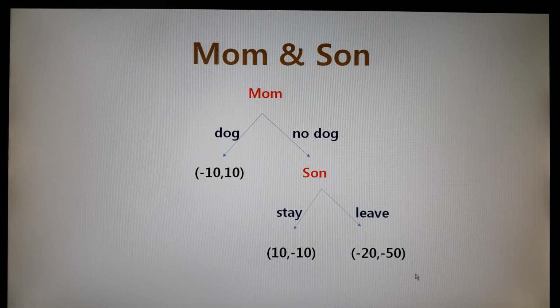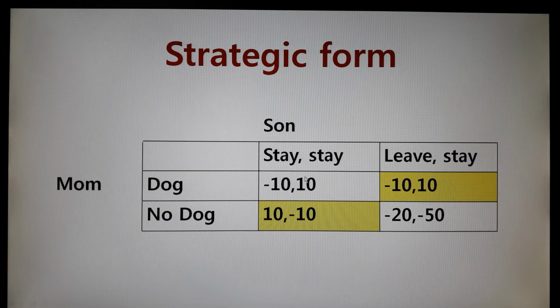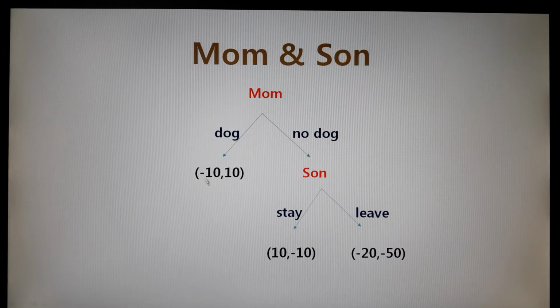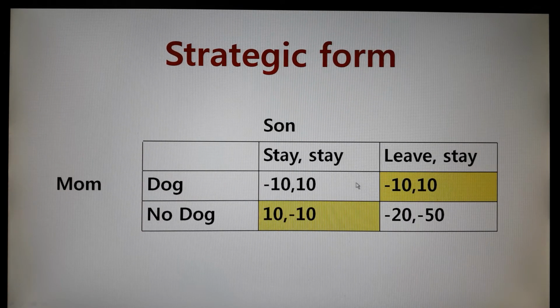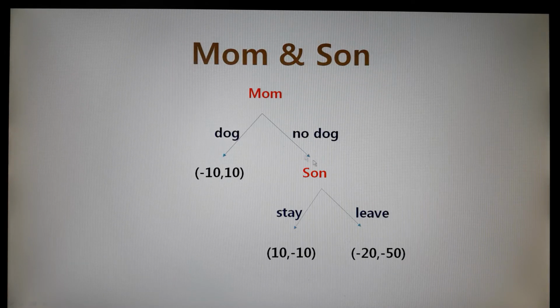Okay, what would be the Nash equilibrium here? We made a strategic form of that. Okay, mom can buy dog or no dog. What about here? Oops. I forgot to mention that the son has a choice here. Okay, let's go back here. So basically, the son can stay or leave when the mom does not buy the dog. Okay, just ignore the second stay. Why did I say stay? Because when mom buys the dog, the son will stay anyway.